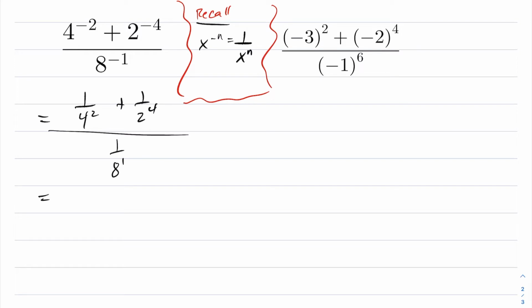All right, now we can go ahead and evaluate each of these terms. 1 over 4 squared is going to be 1 over 16. And then 1 over 2 to the 4th is also going to be 1 over 16. And divide that whole thing by 1 over 8.